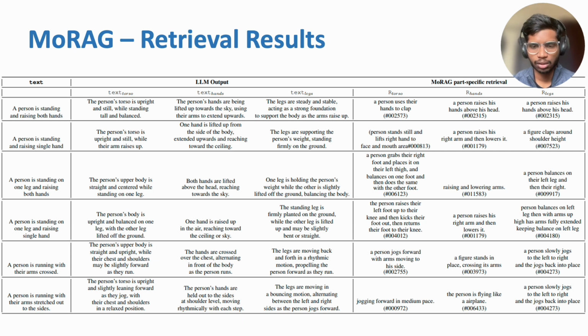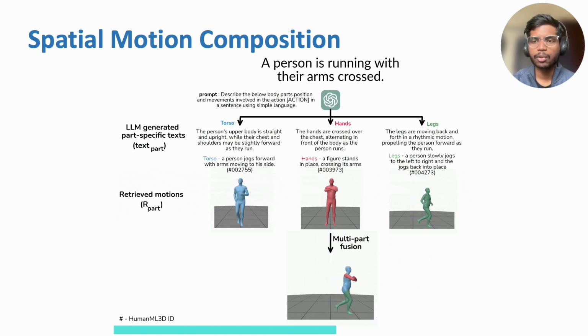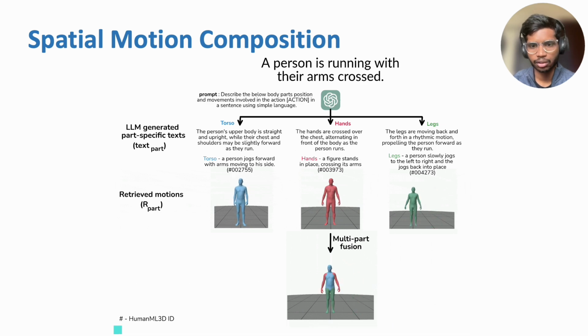The three retrieved part-specific motions are first trimmed to the same motion duration and then composed into a single full-body motion sequence. This is done by selecting the joint information for each body part from the corresponding retrieved motions. The torso joints come from the torso-specific retrieval and similarly for the hands and legs. The global orientation and translation are taken from the leg-specific retrieval, considering that the leg motion is most closely associated with changes in global translation and orientation.